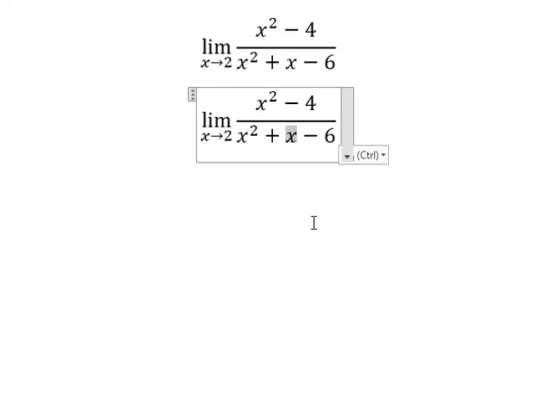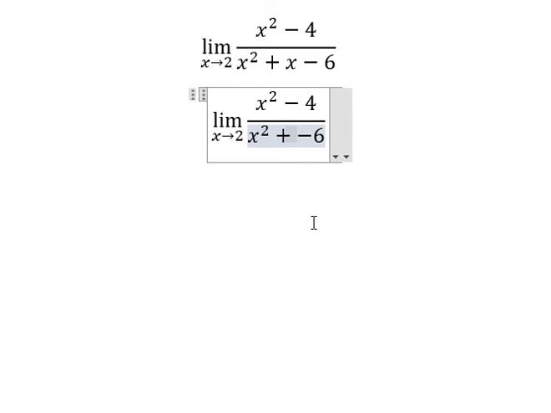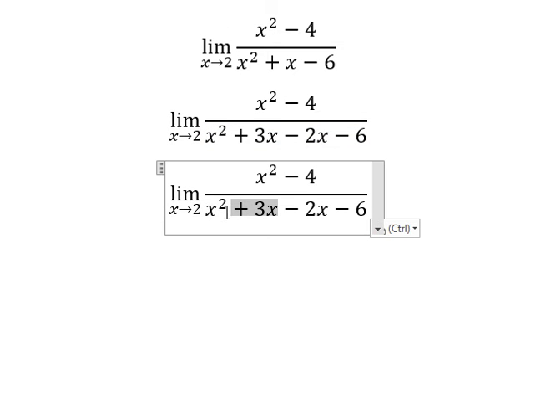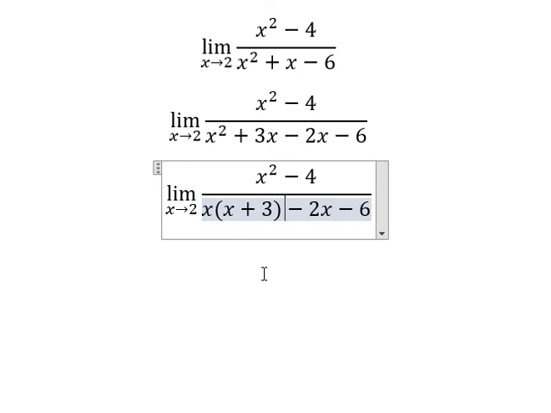About x, we can put into 3x minus 2x. Next, we can do factorization by x. This one by negative number 2.